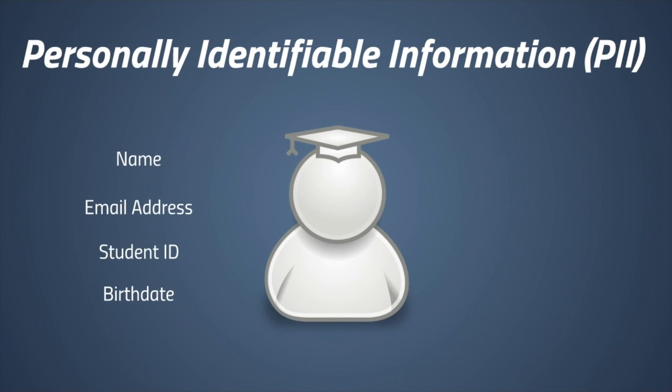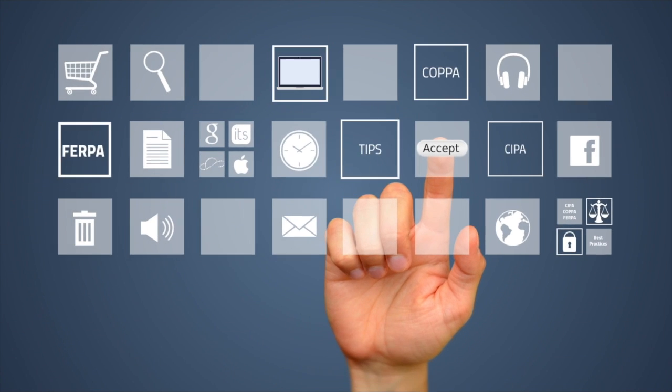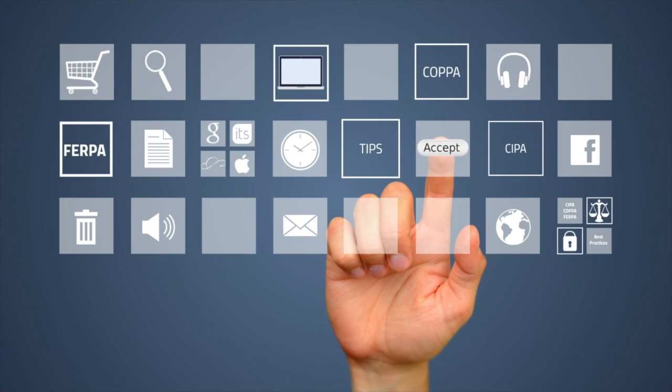What counts as personally identifiable information? PII can include a name, email, address, birth date, student ID, or anything that can be used to identify an individual. It can also include combinations of information that together identify a person. For example, by themselves, an age or location or a first name might not be considered personally identifiable information, but in combination they are. So the most important thing is you shouldn't be sharing student information with apps or websites without parent permission. How do you follow COPPA and still use technology?